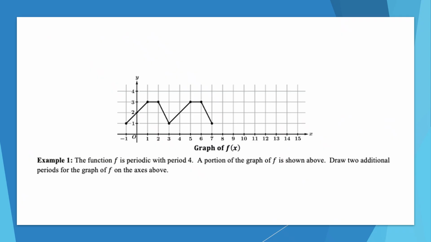So example number one, the function f is periodic with a period of 4. As we see here, it takes 4 units for this cycle to repeat itself. A portion of the graph is shown above. Draw 2 additional periods. So here, if we take a look, you go over 2 spaces and up 2 to get your first line segment there. So let's do that, over 2, up 2. So that should be our first line. And then you go across 1 like that, and then down 1, over 2, so like this.